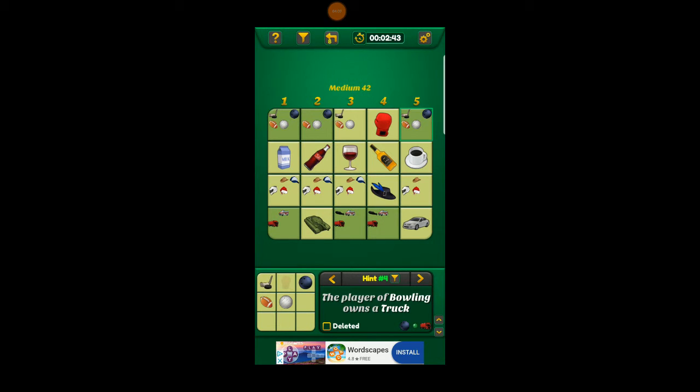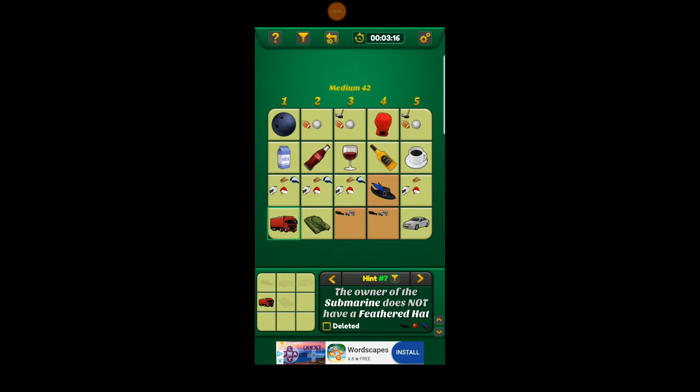And they've got to line up. This can't be the truck because it's not bowling, right? 3, it can't be a truck because it's not bowling. Same way with 2. So this one, just looking at it, you know that one has got to be bowling, and this one's got to be truck because it's the only place that it can line up perfectly. So if the player of bowling owns a truck, they've got to line up. Only place it lines up. So that one, you got to cut ahead quite a bit. So that was a good clue.